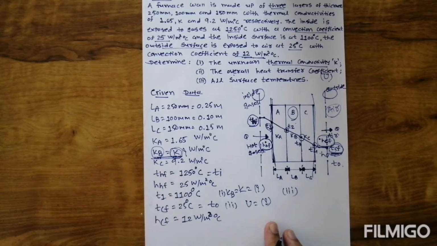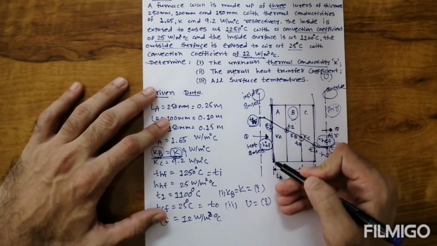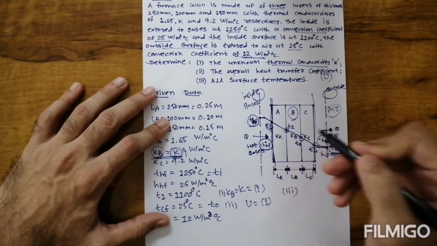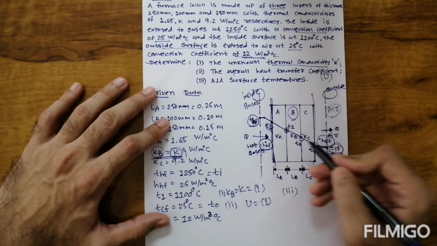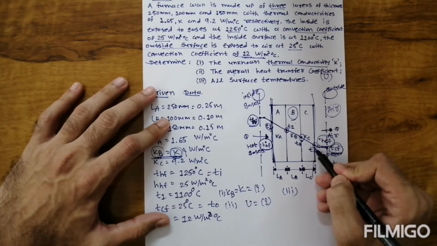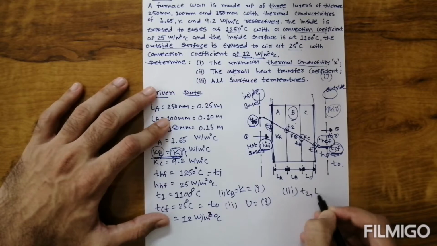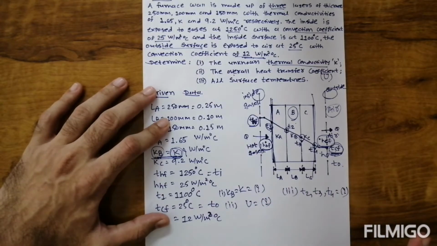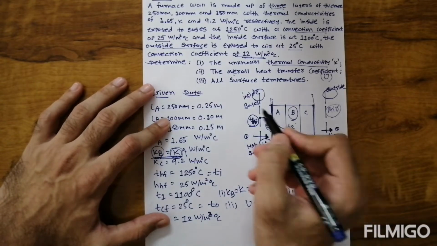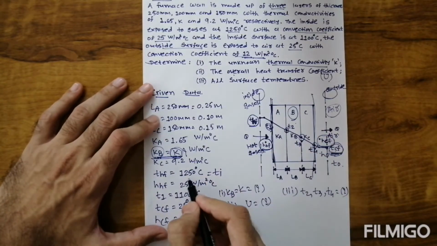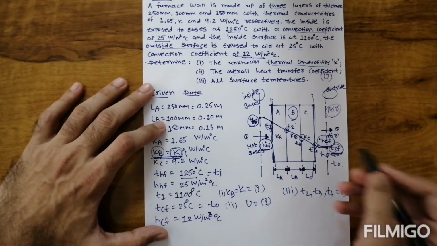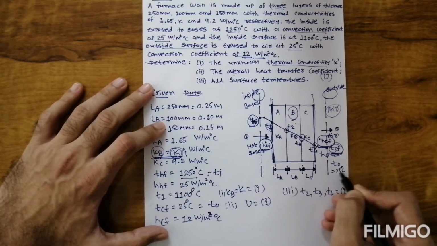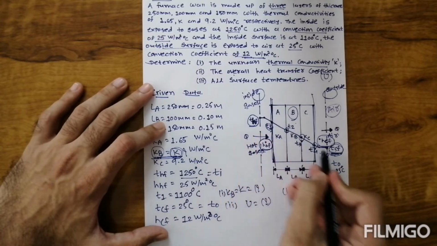All surface temperatures, what does it mean? T1 is already given, T2 is not given, so the surface temperature T2 will be found out. T3 is not given, that will be found out, and T4 is not given, that will be found out. So T2, T3 and T4 will be found out. The remaining temperatures are given. Now our inside temperature is 1250, and the outside temperature is 25 degrees Celsius. So heat is transferred from inside to outside.